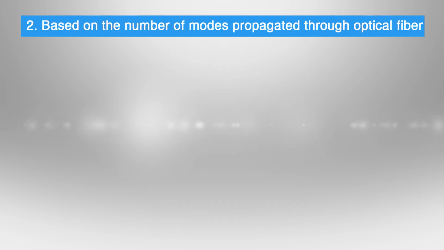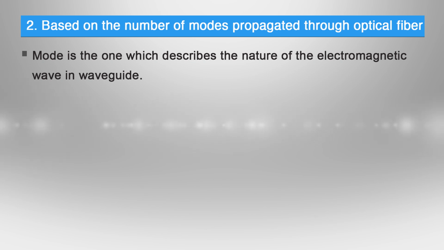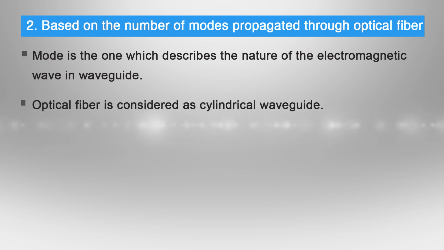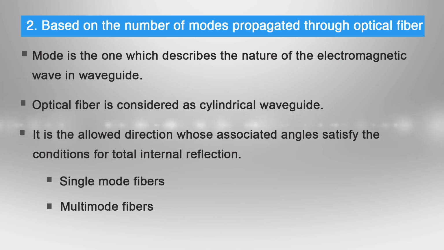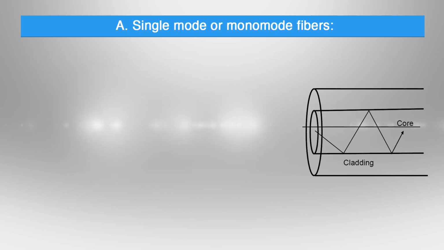Now, the second type of classification is based on the number of modes propagated through the optical fiber. Mode is the one which describes the nature of the electromagnetic wave in a waveguide. Optical fiber is considered as a cylindrical waveguide and a mode is the allowed direction whose associated angles satisfy the condition for total internal reflection. Based on the number of modes that propagate through the optical fiber, they are classified as single mode fibers and multi-mode fibers. Now let us discuss both the fibers in detail.